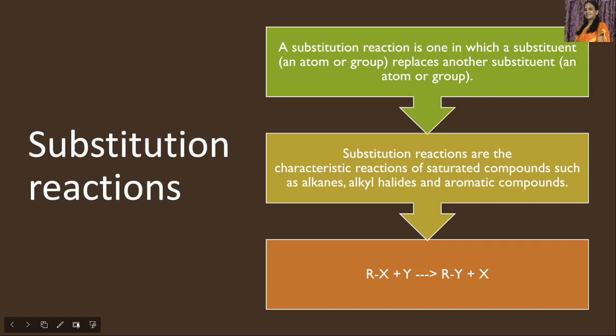Substitution reactions are characteristic reactions of generally saturated compounds, whereas addition reactions, we said already, are the characteristic reactions of unsaturated compounds. Here, substitution reactions are the characteristic reactions of saturated compounds like alkanes, alkyl halides, and aromatic compounds. Generally, aromatic compounds have double bonds and are unsaturated, but they behave like saturated compounds by undergoing substitution reactions.